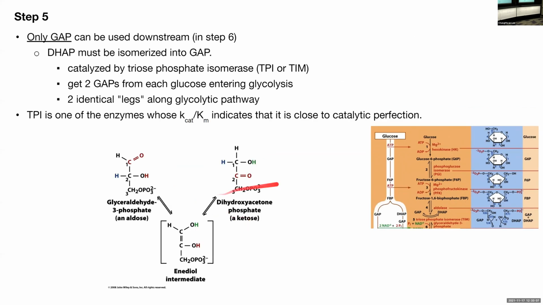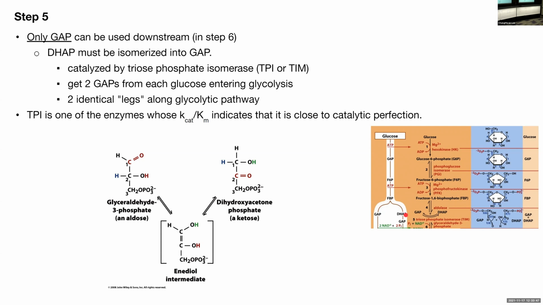And the next step right here would be here. The DHAP is processed to the GAP, back to GAP, because only GAP can be used downstream of this glycolytic pathway from step 6 to step 10. Again, this fructose 1,6-bisphosphate can generate one GAP molecule and one DHAP molecule here. But only GAP can go further out to the downstream.